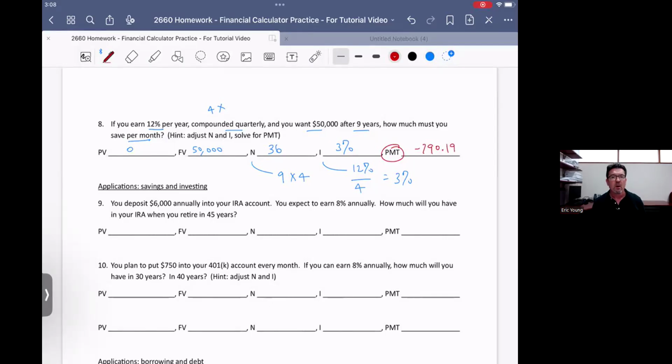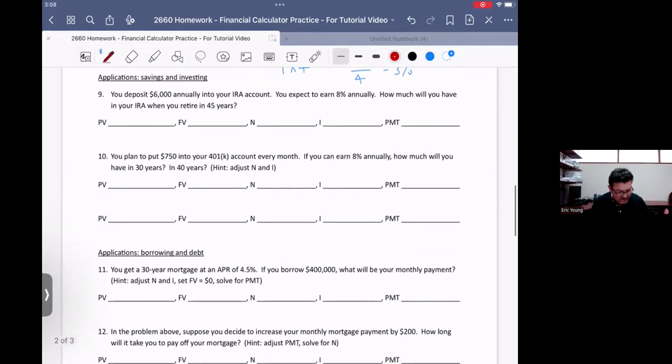790.19. What does this mean? Well, this means that if you set aside $790.19 a month into an account paying you 12% interest that compounds quarterly, in 9 years, it will grow to $50,000. So that's the basics.